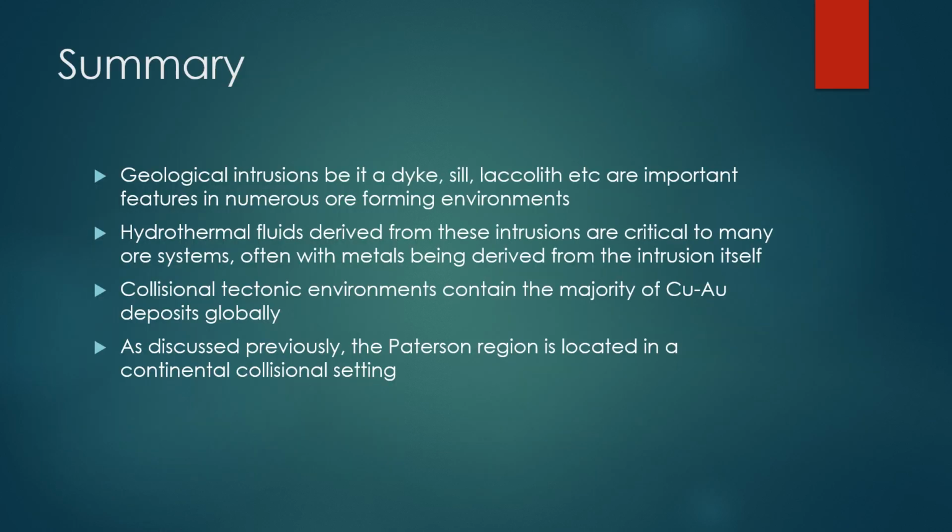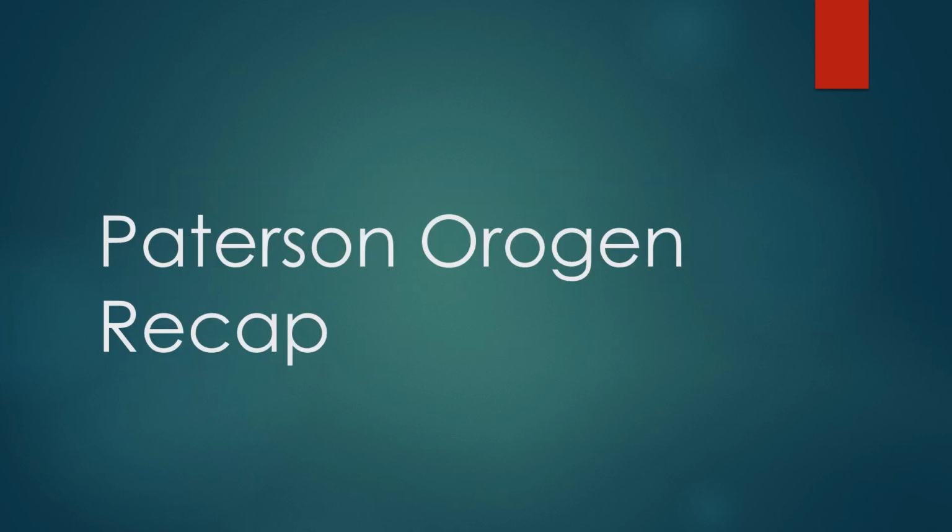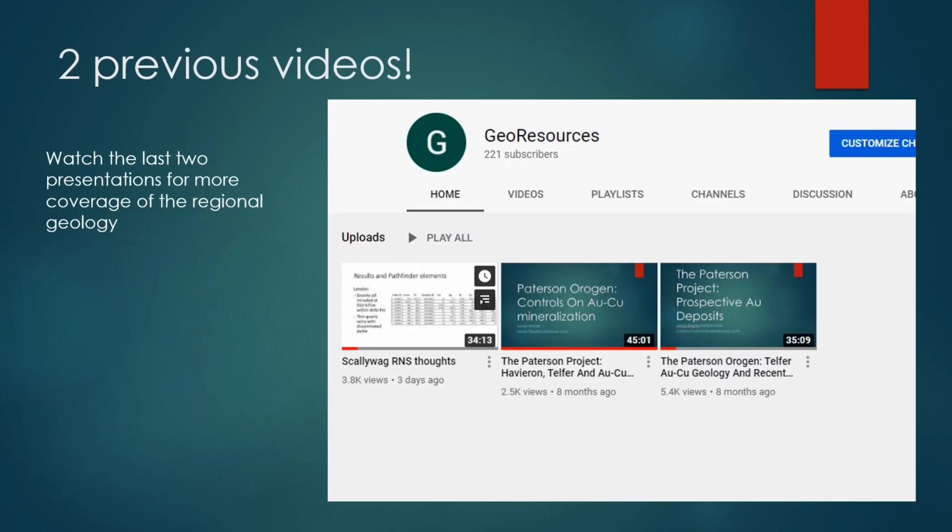So this is just a summary. You can read it if you like. But as discussed previously, we're going to be focusing on the Paterson region, as in the previous two presentations, because that's where Havieron is. The Paterson region is a collisional tectonic setting, which is ideal for finding intrusion-related gold deposits.